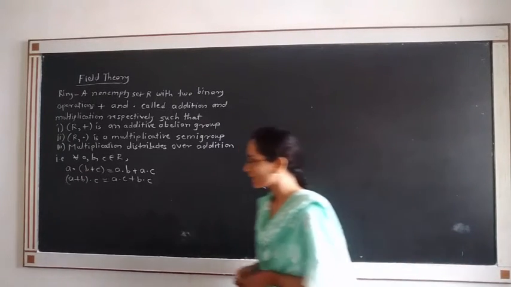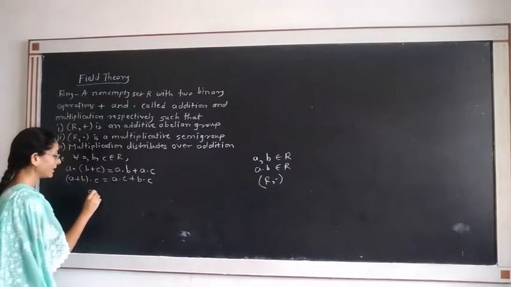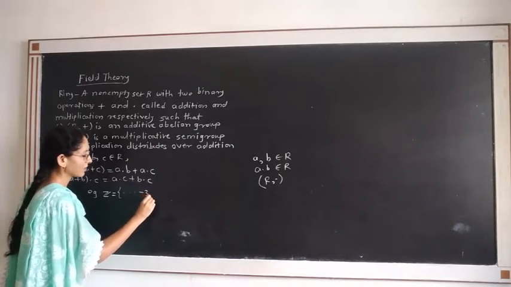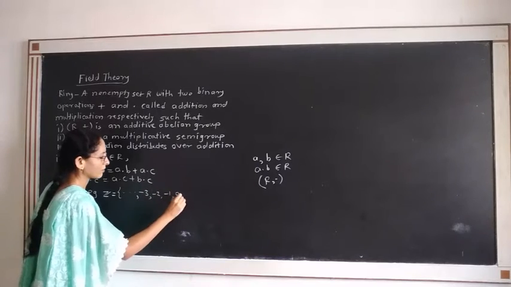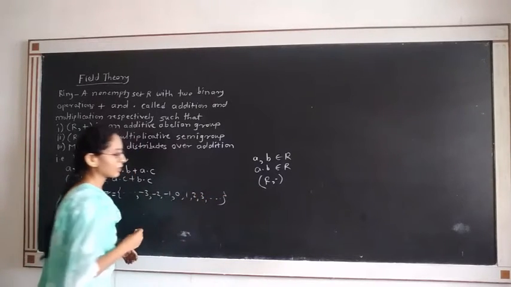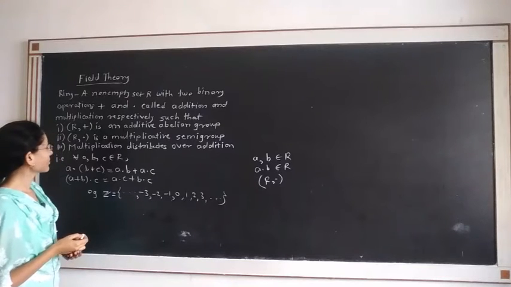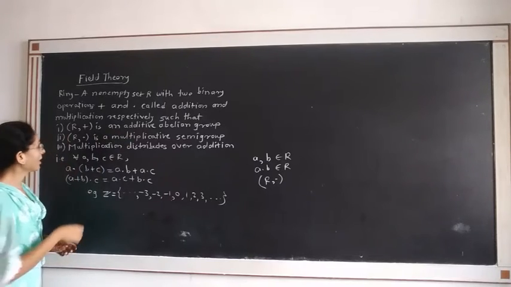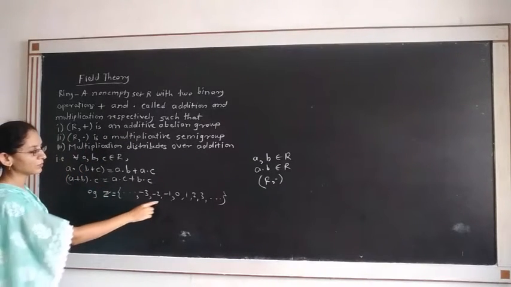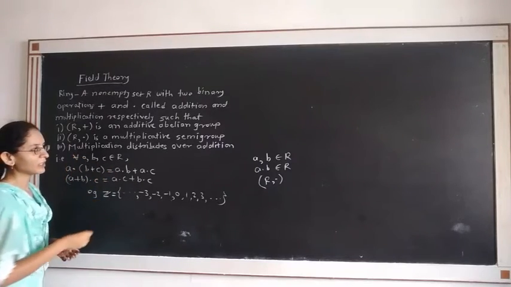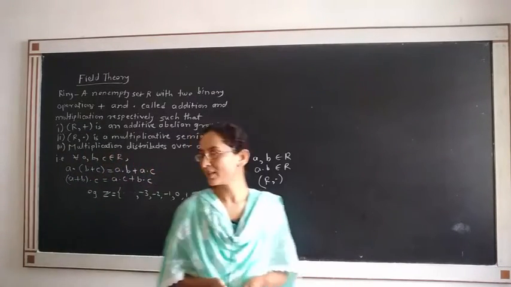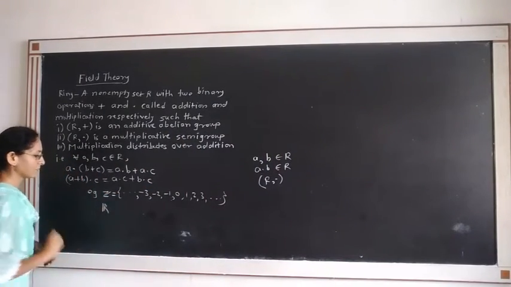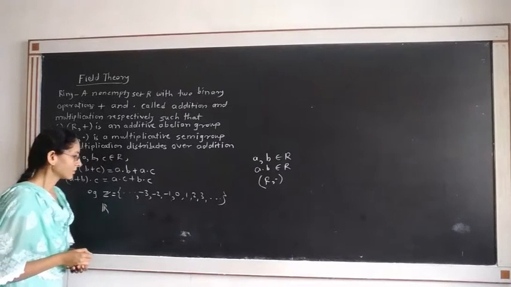For example, you can consider the set of integers Z. This is a ring. This set Z is an additive abelian group with respect to addition, the same set is a multiplicative semigroup, and multiplication distributes over addition. Therefore, Z is a ring. Another example of a ring is the set of real numbers.